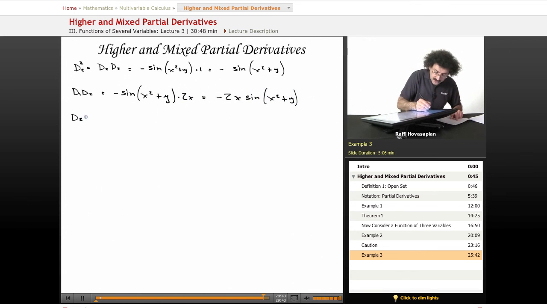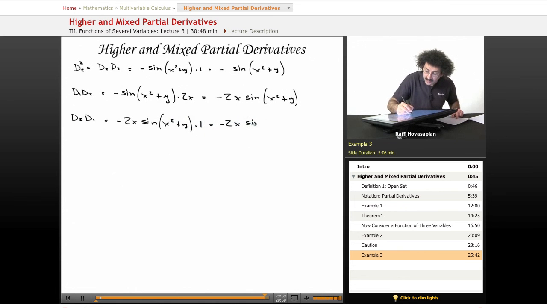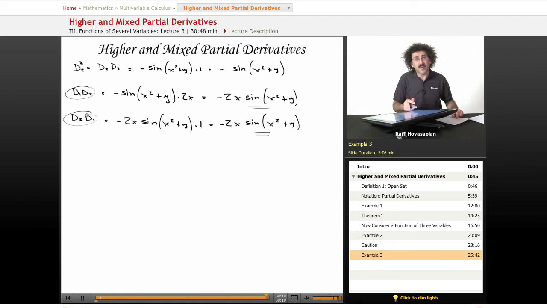And now we'll do d2 of d1. In other words, we've done d1 first, now we're going to do d2 of that. We get minus 2x times the sine of x squared plus y times 1, which equals minus 2x sine of x squared plus y. Well, what do you know? This ends up being the same as that. This mixed partial is the same as that mixed partial. The order is irrelevant, but it's 1, 2, 2, 1, and that's it.